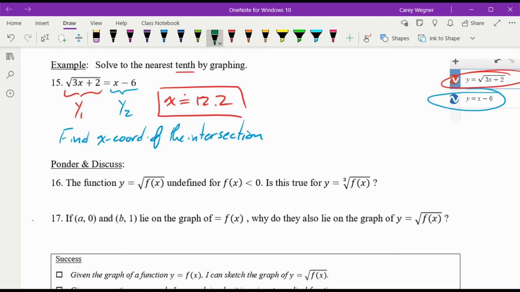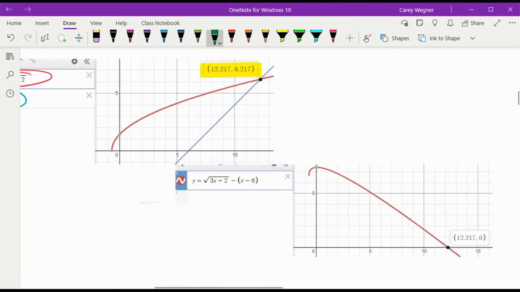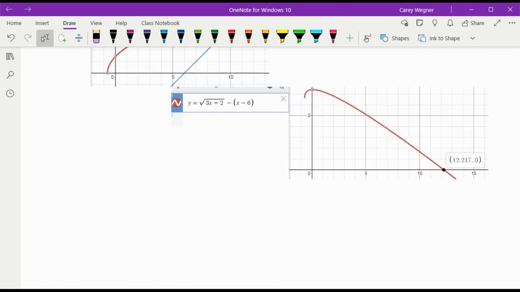Well, that's not the only way to do it. What I could have done instead is collected all the terms to one side. So I could have, let's say, taken this x minus 6 and subtracted it over on the left. Here's what that would look like. I would get a graph where I have my function that was on the left side, my radical function, and then on the right side, I had the x minus 6, and now I'm subtracting the two functions. The result that I get is an x-intercept. So I'm looking to see where this equation is equal to 0.